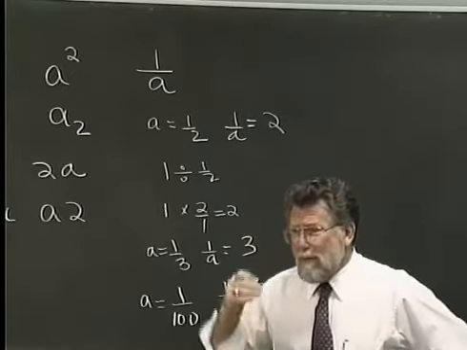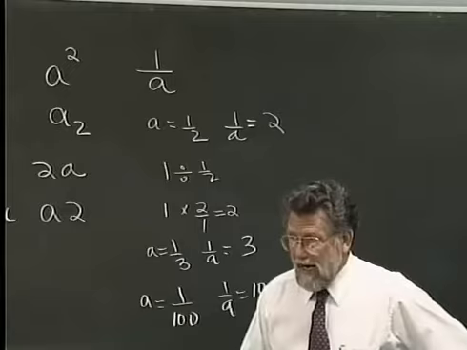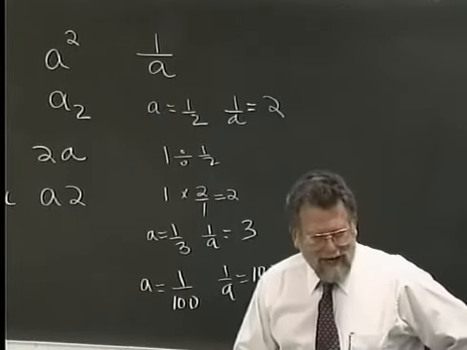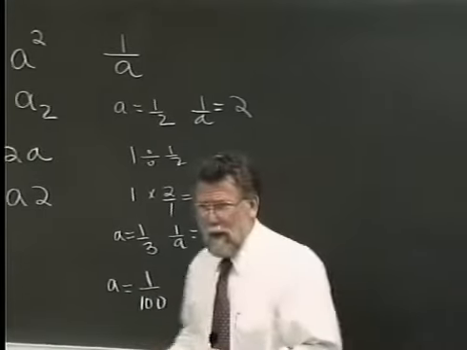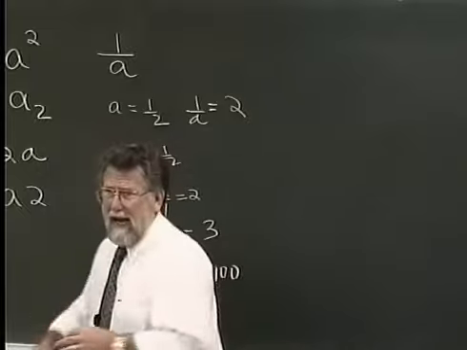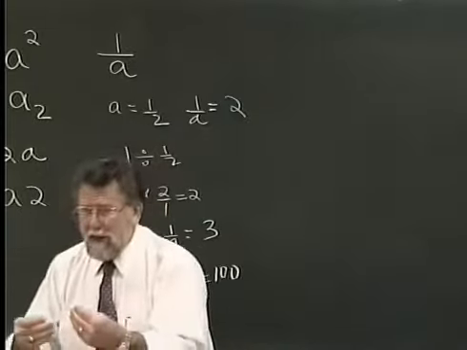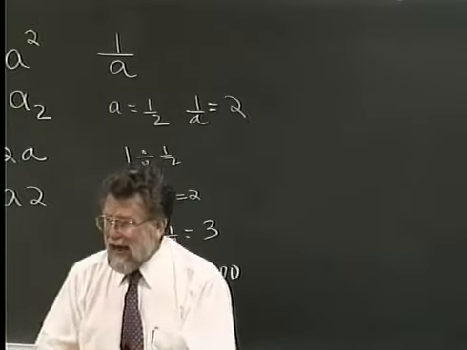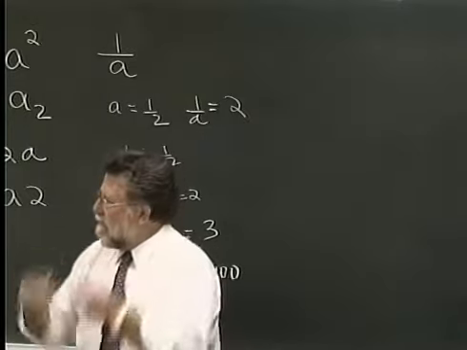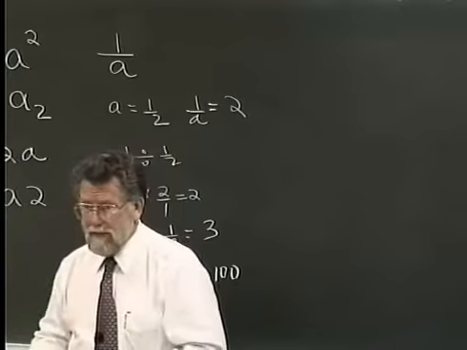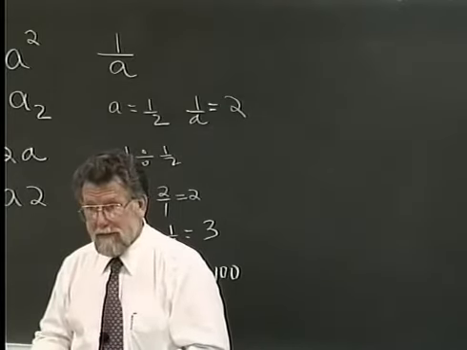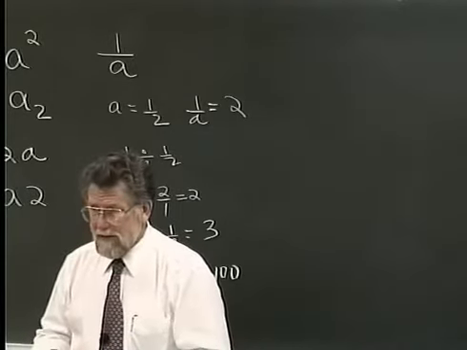A is 1 over 1 million. What is 1 over a? 1 million. Okay, now let's go back to my question. We have 1 over a. As a gets smaller and smaller and smaller, what happens to 1 over a? It gets bigger and bigger and bigger. Is that making sense?